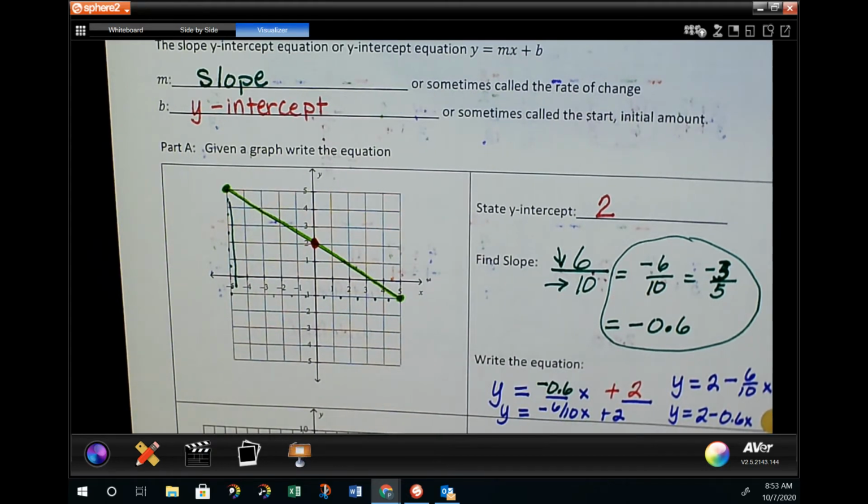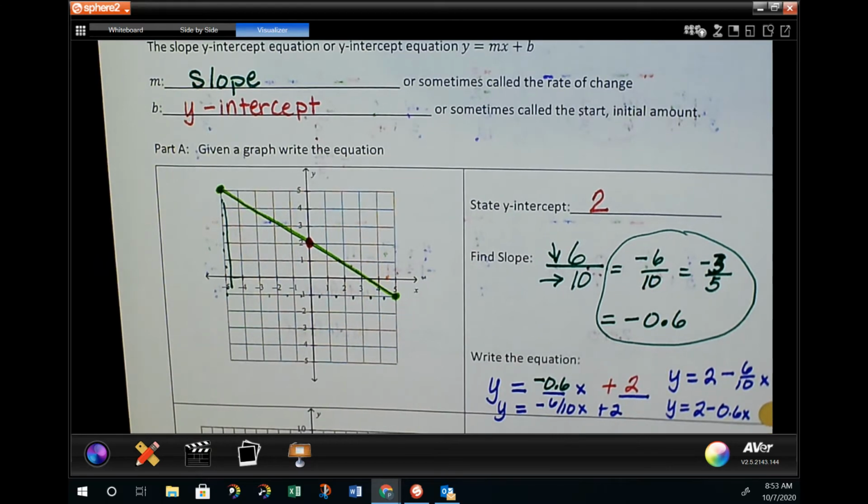So we're going to write our equation. y is equal to, and then your slope, 1.2.